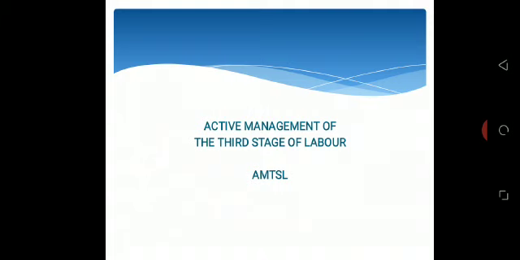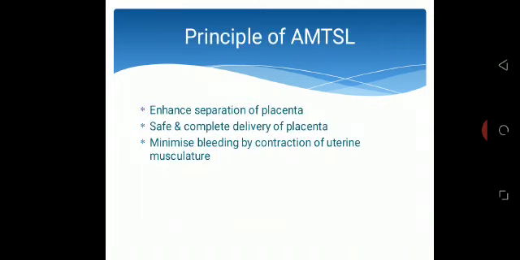So what is active management of the third stage of labor? It can be given as a short form, AMTSL. Everybody should know what AMTSL is when it is asked. When we are doing active management, it will enhance the separation of the placenta, and there will be safe and complete delivery of the placenta, and it will minimize the bleeding by producing contraction of the uterine musculature. These are the three principles of active management of the third stage of labor.